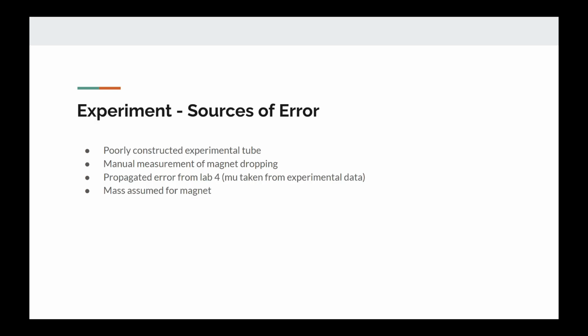There's propagated error possible from Lab 4, since this mu is taken from experimental data acquired from Lab 4, and Lab 4 had a lot of issues which could have led to a faulty mu, which propagated errors into this lab. Also, the mass had to be assumed for the magnets, and scales were not provided, so the mass could have been off, leading to a different force due to gravity.